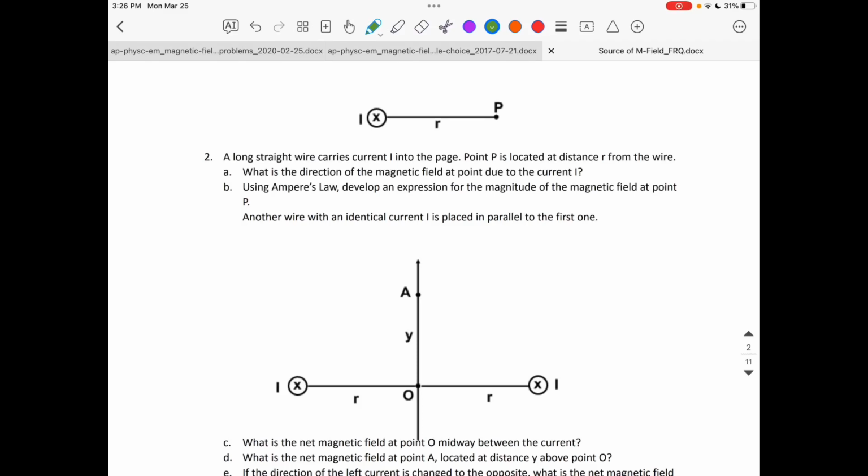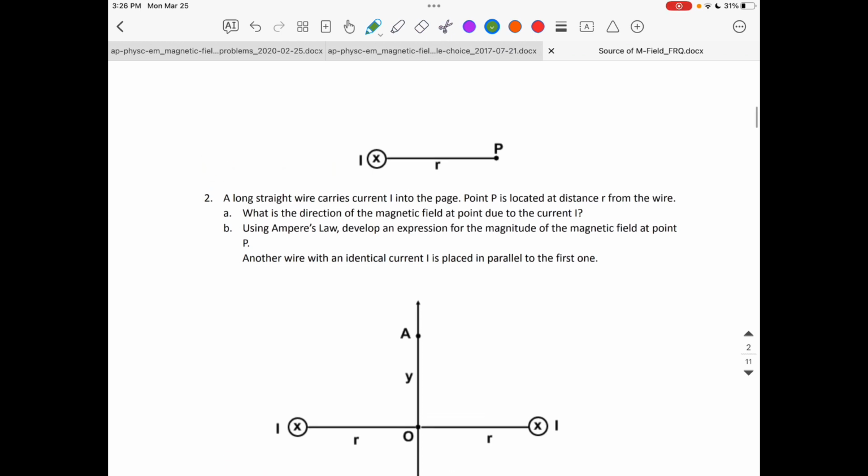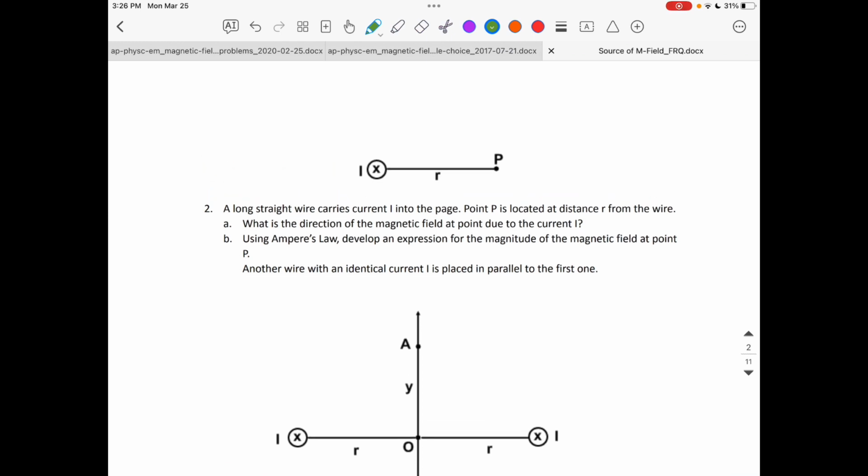Number 2, we've got a long straight wire. It is carrying a current into the page, and we want the direction of the magnetic field at point P due to the current. So when we have a current into the page, we use the grip rule, we curl our fingers, and we can see that the magnetic field is curling this way, which means at point P, it's going to be pointing downward.